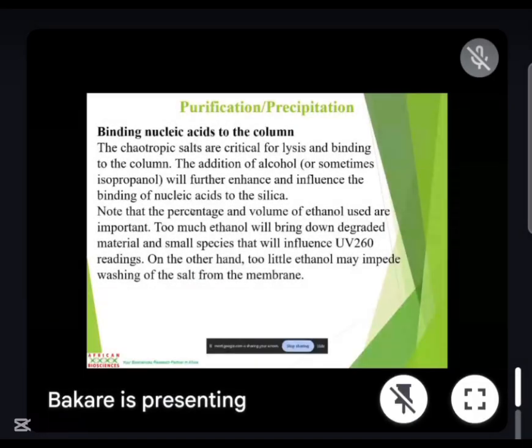Too much ethanol will bring down the degraded material, and that's going to affect your reading when you want to quantify to see the yield, the concentration and the impurity of your DNA. And when it's too little, when you add a small amount of ethanol as well, it will impede the washing of the salt from the membrane. You will not wash off the salt. It's also going to affect your readings as well.